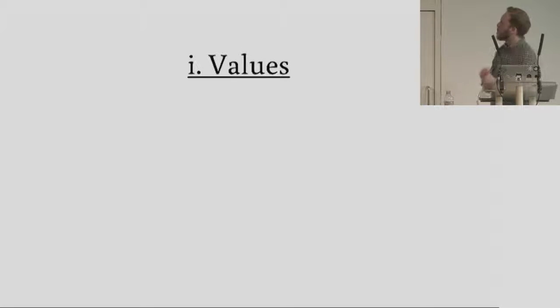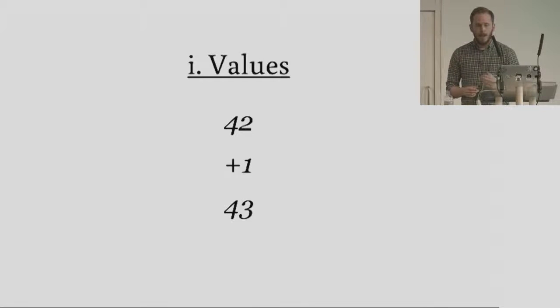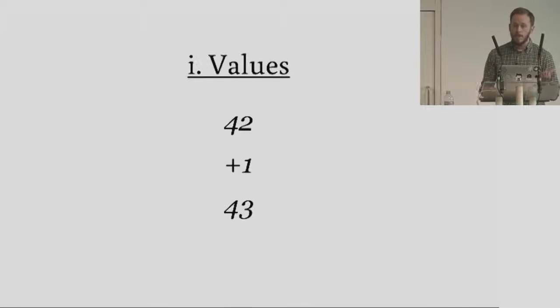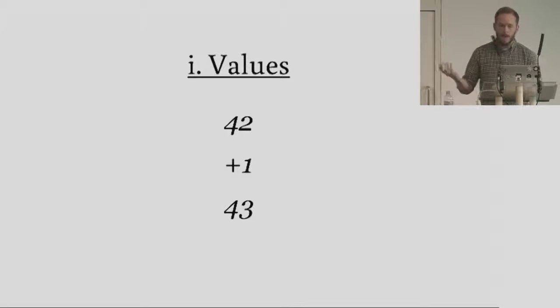So values, this is a pretty straightforward concept. A value is fundamentally something that does not and cannot change. If I have the number 42 and then I add 1 to it, I get 43, right? 42 has not changed when I've added 1 to it. I've taken 42, a value, composed it with another value, 1, and gotten a brand new value back, 43, at the end. Nothing has changed. It's a composite action.